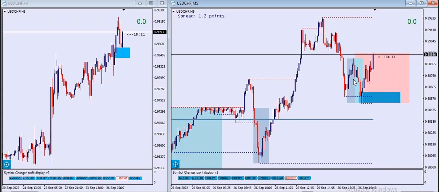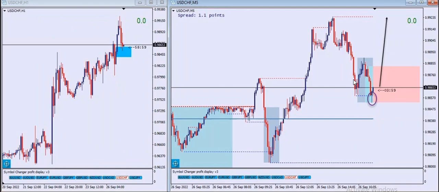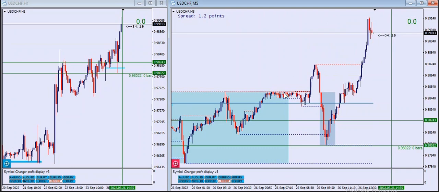I also have a setup on USD CHF that happened during the London session. During the London session, I want to make sure I have a liquidity grab on the 1 hour time frame before I take any trade. Most of my trades during the New York session, I wait for a continuation trade. So it's just a pullback for a retest, then I take the trade.